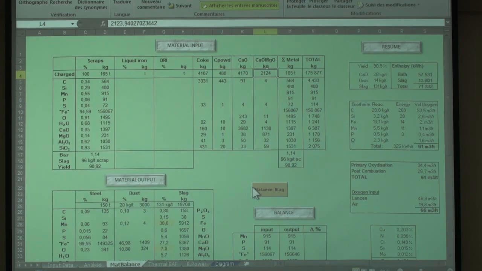From the coke to dolomite we have to use another macro. Coke and carbon powder are calculated in the thermal balance sheet. And CaO and dolomite come from another macro program. I can show you. It's very easy.